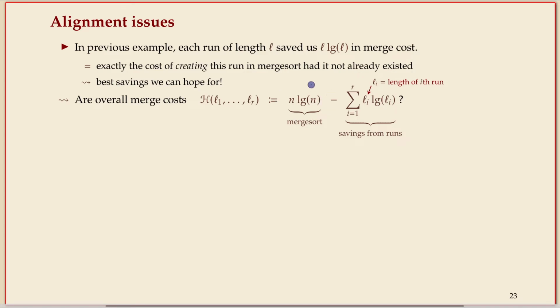So we can say we take the overall merge cost of merge sort, if there was no sortedness check, and we subtract what we save, which in the good case of the slide before is exactly the length of the runs. Well, Li times log of that, because that's the cost Mergesort would have needed to spend to create that run. All right. Okay, let's give this quantity a name. If you have an input with run lengths L1 to LR, then h of these lengths is just this difference.